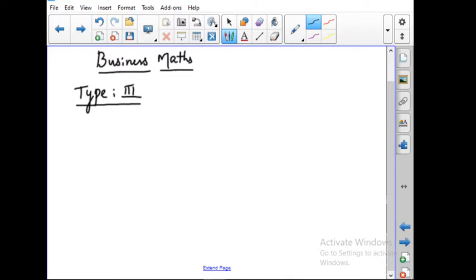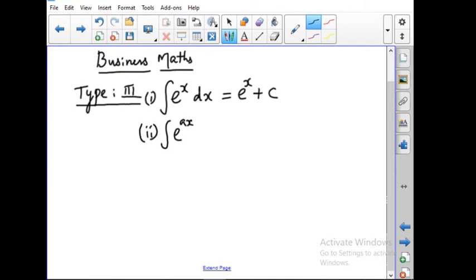Now we are going to see the first one, integral of e power x dx. In differentiation, differentiation of e power x is e power x. Here also integral of e power x is e power x plus c. Second formula we are going to apply with the coefficient of x, integral of e power ax plus b dx. Whenever we have the coefficient in integration, we have to divide by it. So 1 by a e power ax plus b plus c. So this is the second formula for type 3.